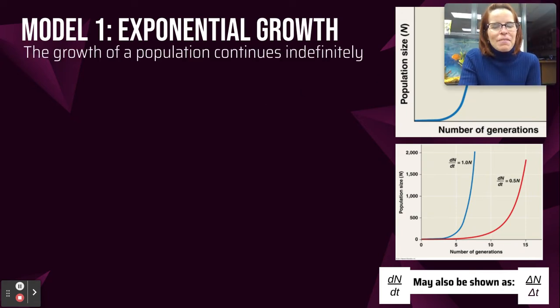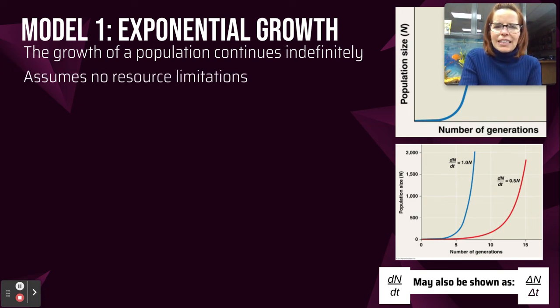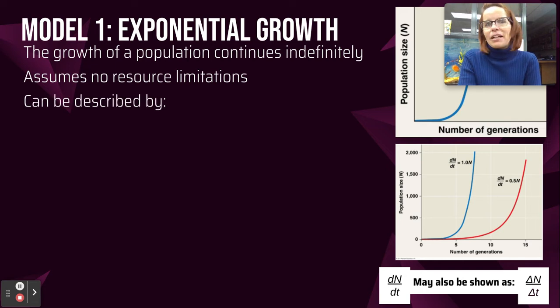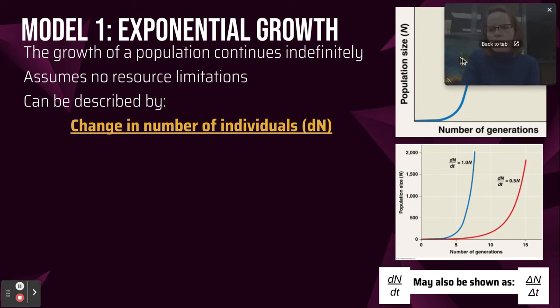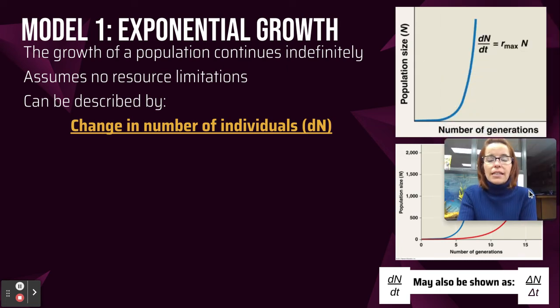All right, so let's take a look at these models, and my picture is just going to be in the way no matter where I put it today. I could make it go away. So exponential growth, and again, we're going to model it, but it's not necessarily what most populations experience. The growth of a population continues indefinitely, and it assumes that there are no resource limitations. So I've got an infinitely large beaker with an infinite amount of nutrients, and those bacteria can grow infinitely. So this is how we would describe that growth. It's the change in number of individuals. And let me get my picture out of the way so you can see it. There we go. Change in the number of individuals, and that's represented by dN.